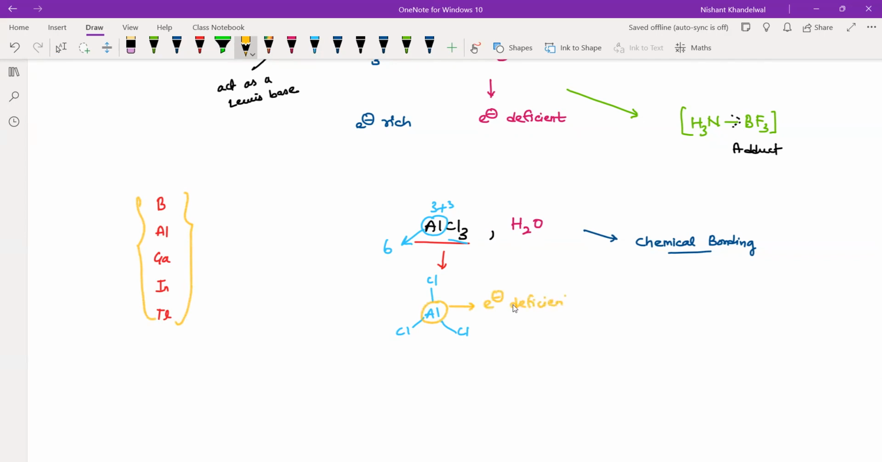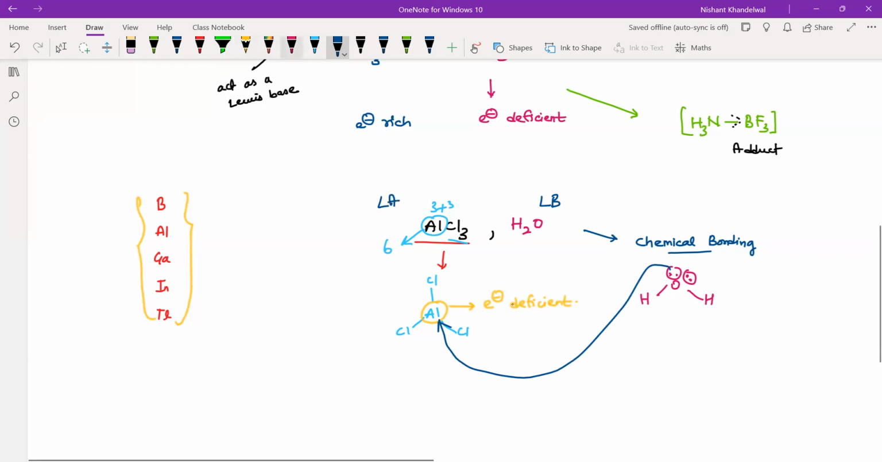However, this H2O is electronically rich. It has 2 lone pairs. So what will happen? This H2O can give one of its lone pairs to this aluminium. This will act as a Lewis base, and this will act as a Lewis acid. So the other trick is, if you can find out whether a species has some lone pair, it might act as a Lewis base, and the other one is the Lewis acid.